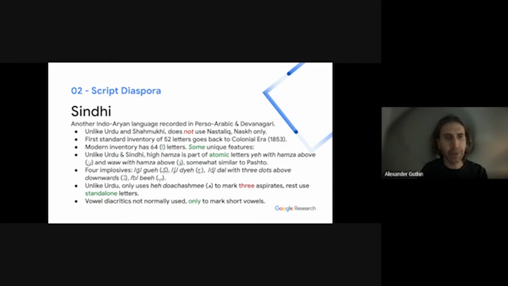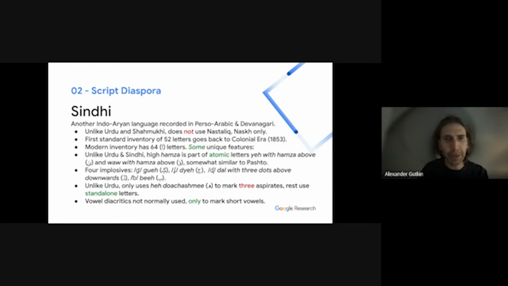So one of them is, for example, that in Sindhi orthography, the hamza is part of atomic letters. It's never used independently, with only ye and waw used. For Urdu and Shahmukhi, one would use ye and hamza both separately. In Sindhi, the orthography mandates that ye and hamza are used as a single code point.